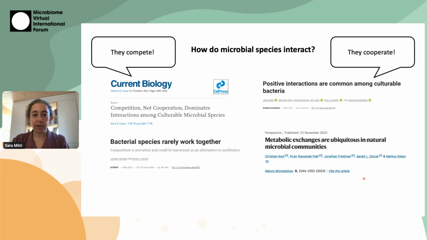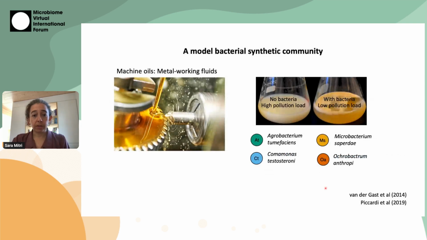So when I started my lab, the idea was to set up a model system where we could ask these questions and test, okay, which types of interactions do we see under which contexts? So we set up this model system, this experimental system, which are 4 bacterial species that you see listed here. And these were actually isolated and are used to degrade pollutants from so-called metalworking fluids.